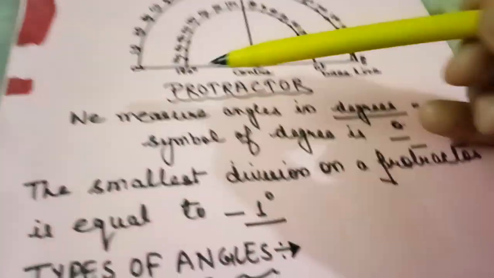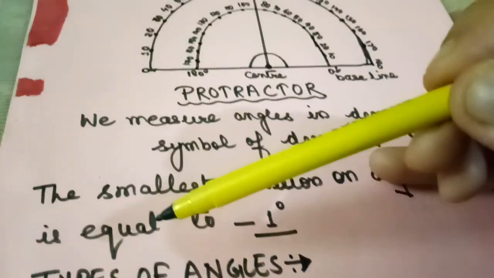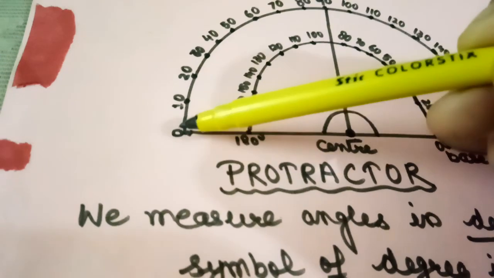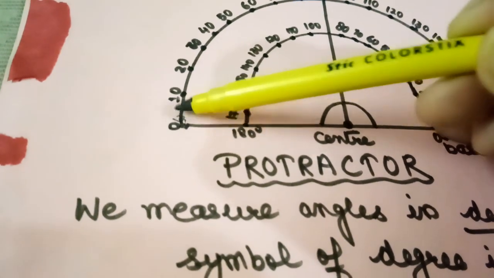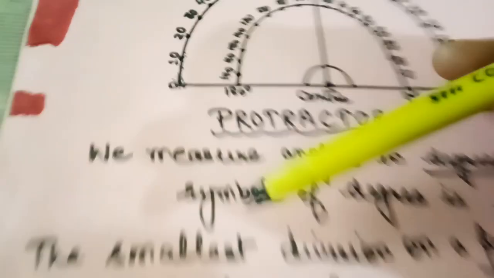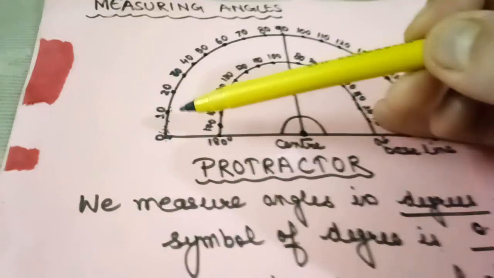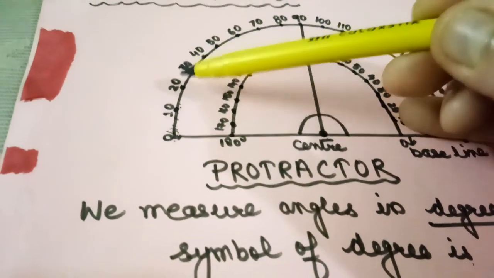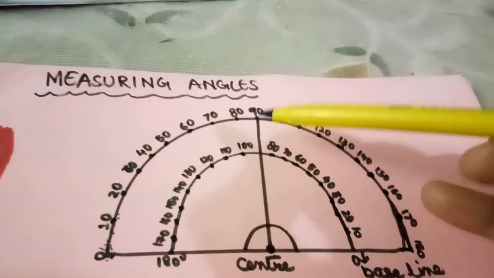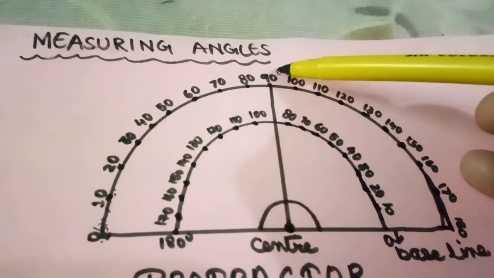And you can see the smallest division of the protractor is equal to 1 degree. Here you can see 0 degree to 10 degree, and there are 10 small divisions between 0 degree and 10 degree. So the smallest division on the protractor is equal to 1 degree. 0 degree, 10, 20, 30, 40, 50, 60, 70, 80, 90. 90 is at the middle only.